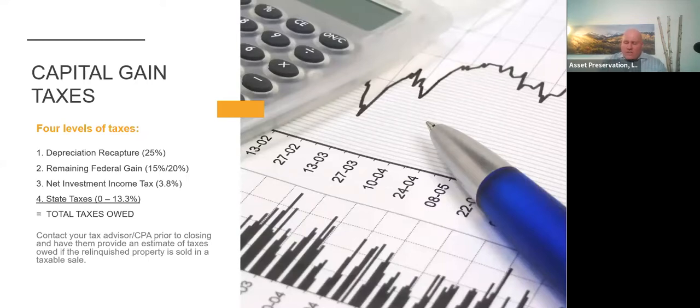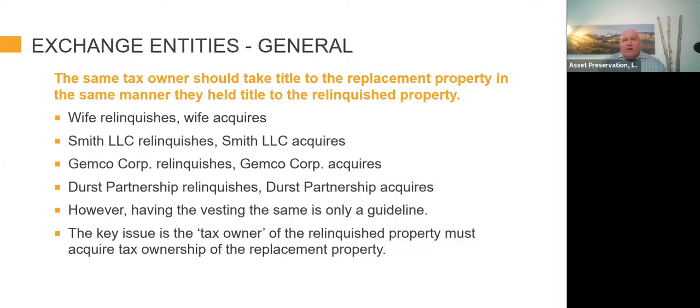Now, there's a concept that's important. I want to talk about it here, which is when you're doing an exchange, you really want to look at how you're holding title to the property. If somebody relinquishes property, that tax owner should be the same tax owner that purchases a replacement property. So if the LLC relinquishes, typically that same LLC should buy the replacement property. So you'll see other examples on the screen.